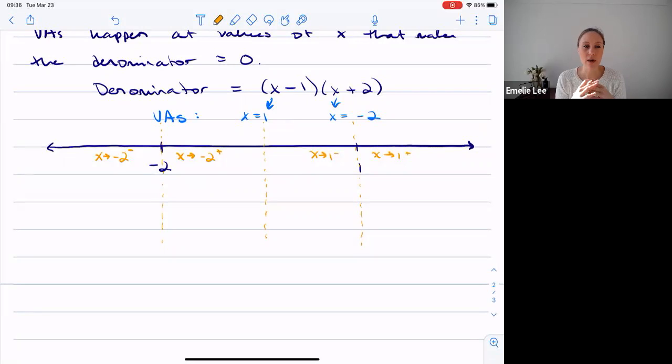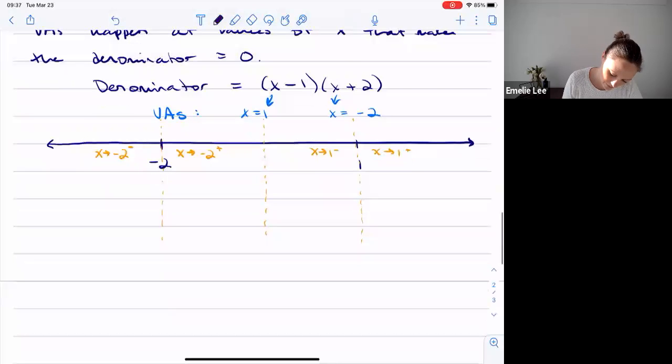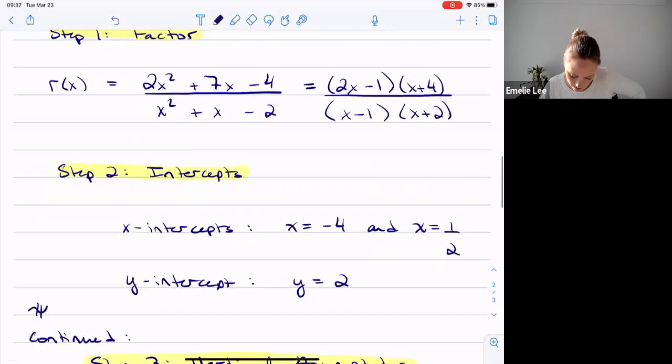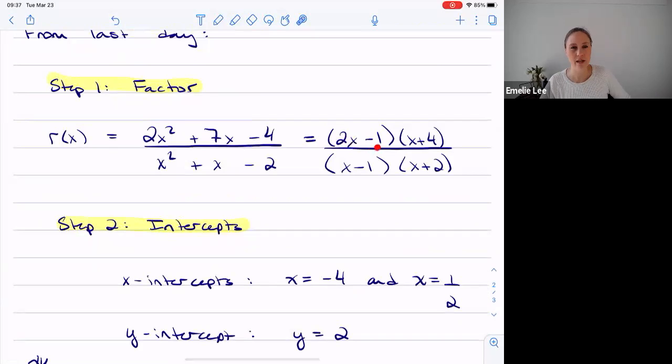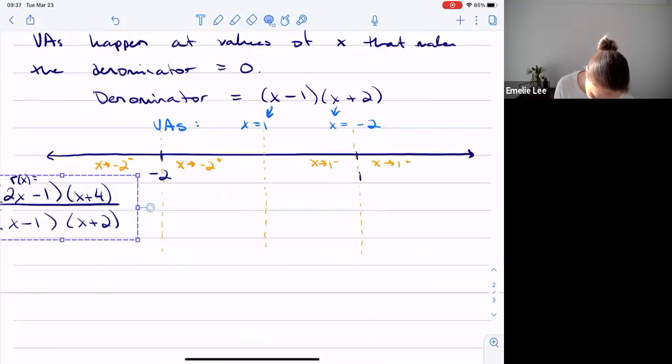You can do it with actual values, or you can just think of values in each region. If it helps you to pick a value like -2.1, for example, and plug it into the original function, that's great. But what we need to do here is remind ourselves that r of x was, and we need to use the factored version, 2x minus 1 times, and I'm just going to copy this, otherwise I'll be scrolling back and forth all day. Paste, shrink.